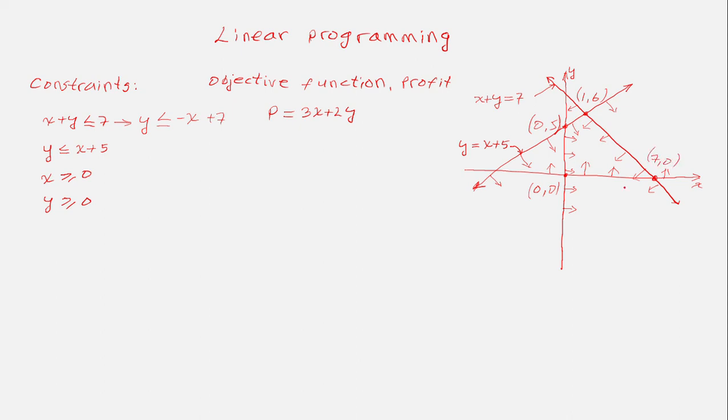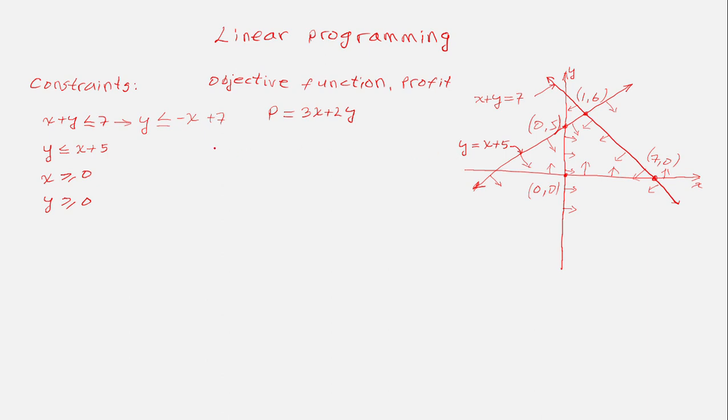So to find the maximum or minimum, in this case we are trying to find the maximum because we are talking about profits here. But to find max or min, we plug these values into our objective function. And this is our objective function, P equals 3x plus 2y. So let's start plugging them in and see which one gives us the maximum profit.